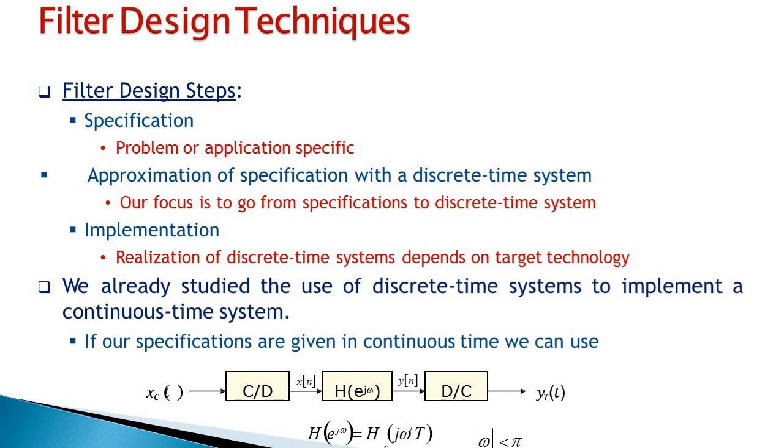We have already studied the use of DT systems to implement continuous time systems. If our specifications are given in continuous time, then we have to convert continuous to discrete. Then H of e^jω, that is, we will get y of n there. So H of e^jω is equal to H of jΩT, and then again it has to be converted back from discrete to continuous domain.